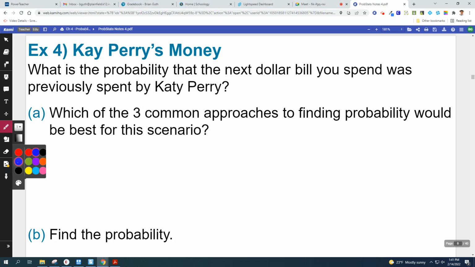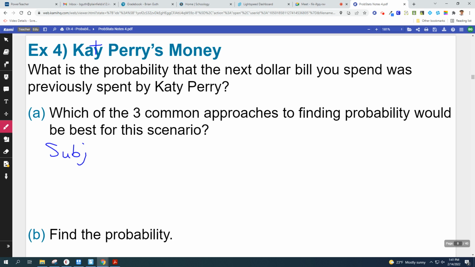Typo. I didn't see that before. It's Katy Perry's money. Example 4, Katy Perry's money. What is the probability that the next dollar bill you spend was previously spent by Katy Perry? Okay, kind of a strange question there. I think it's obvious which of the 3 common approaches. This one has to be subjective.